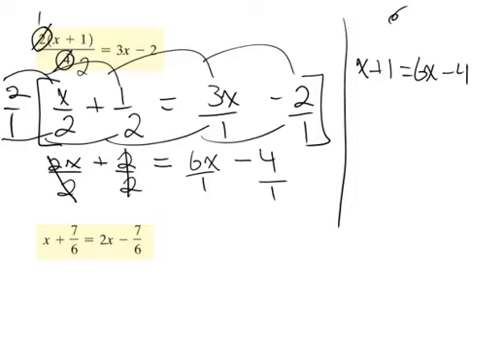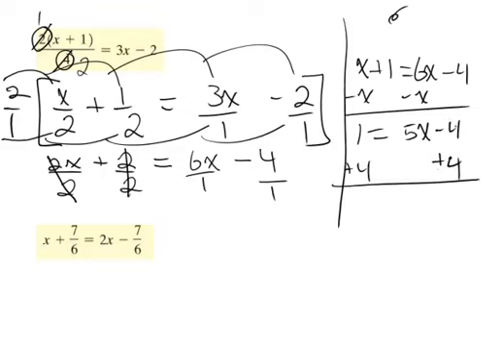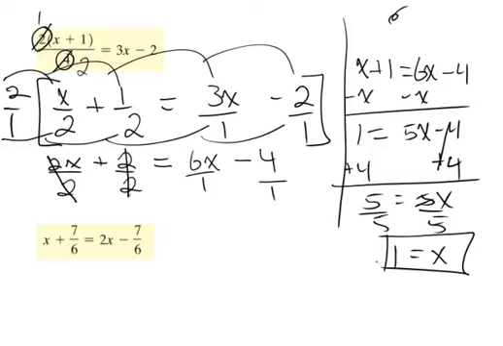Okay, I'm going to go ahead and move my smaller x to my bigger x, so minus x here and minus x there. So I have 1 equals 5x minus 4. I'll go ahead and add 4 to both sides. And so 5 equals 5x. And finally, when I divide both sides by 5, I'm coming up with x is equal to 1.